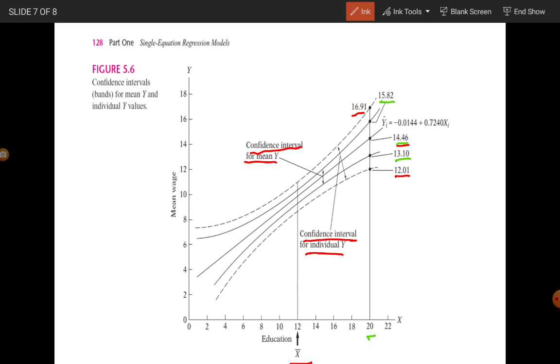So as you move away from the mean value of x to the right or to the left, you can see that the confidence band for both cases, mean y prediction as well as individual y prediction, is becoming wider and wider. So the wider the confidence band, the lesser is the reliability, right? Lesser is the accuracy with which you can find either the mean y or the individual y.